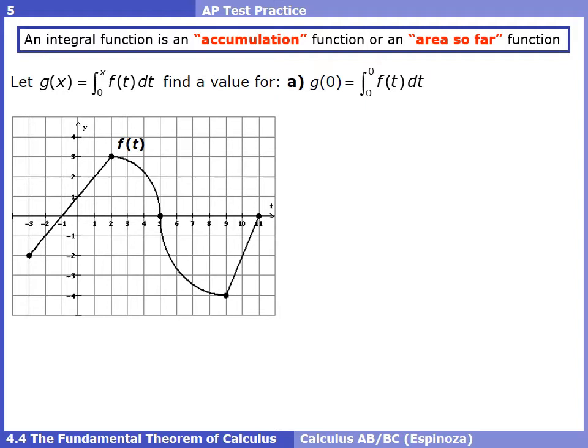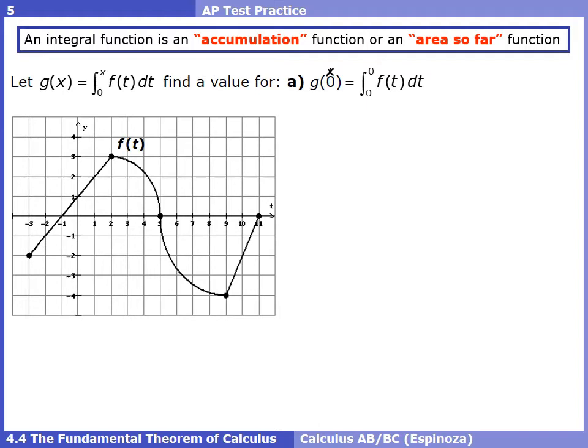So here we're going to define a function g to be the integral from 0 to x of f of t dt, and we have the graph of f below here. In part A, we want to find g of 0. G of 0 is just asking us to plug in 0 for x. And if we plug in 0 for x, we'll get the integral from 0 to 0 of f of t dt.